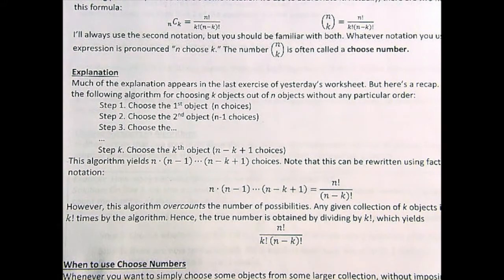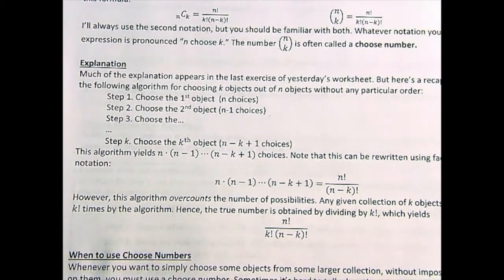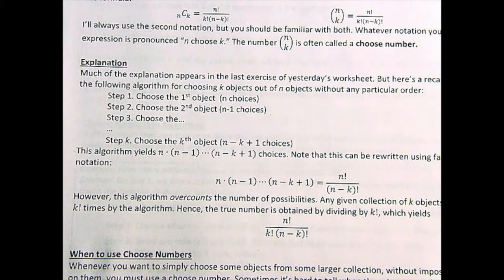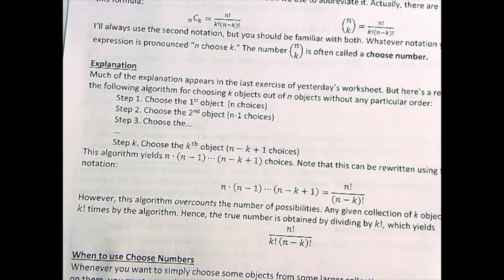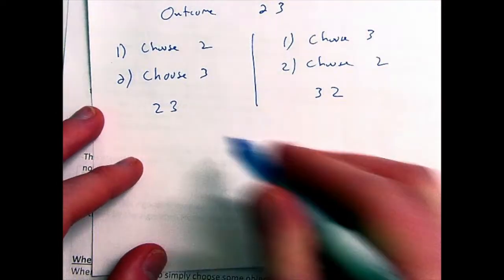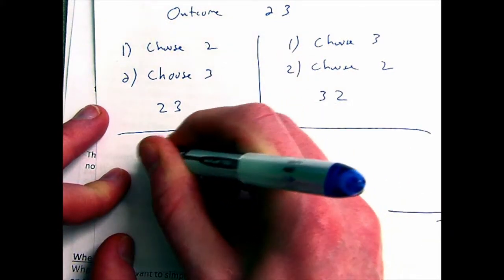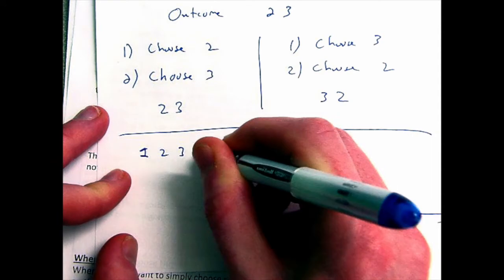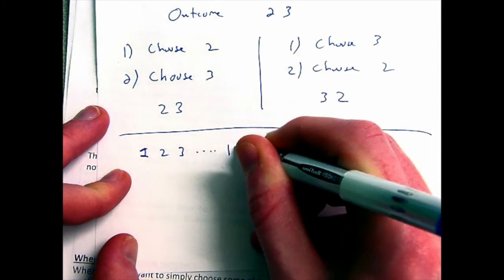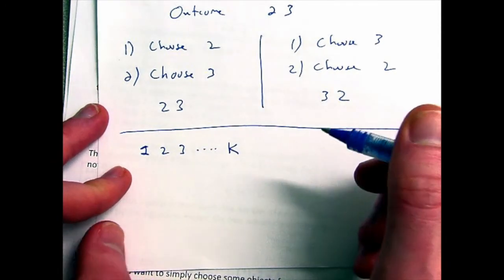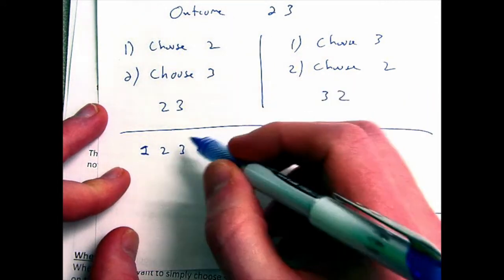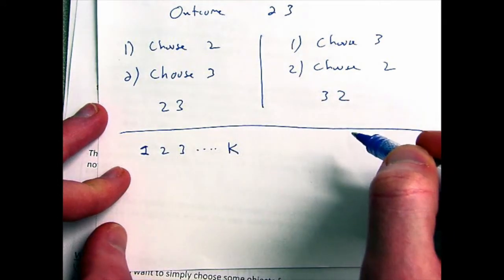This thing is overcounting. And so what we have to do is ask, by how much does it overcount? Well, basically, every given outcome gets overcounted by the same amount. So, let's suppose that we have a single outcome, and let's say that you have the outcome 1, 2, 3, all the way up to k. So that's k objects. How many times does this particular outcome get counted?